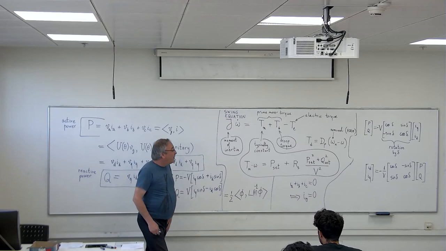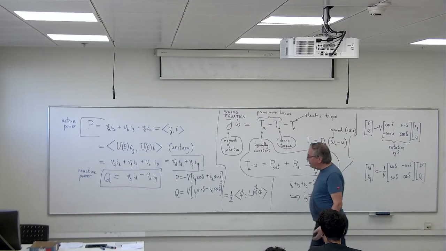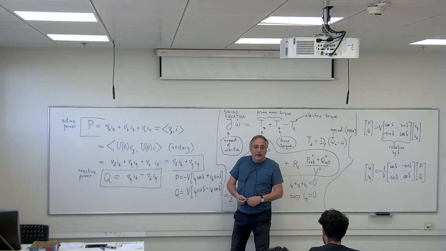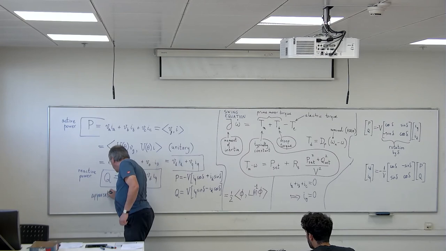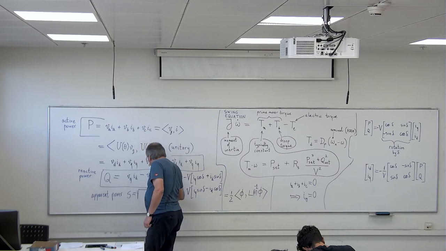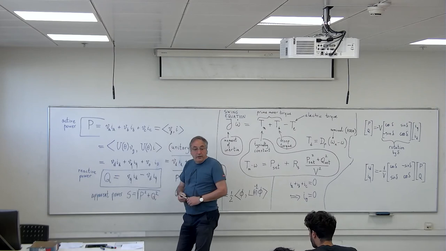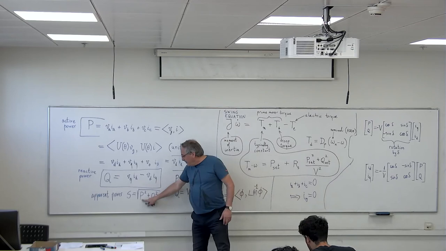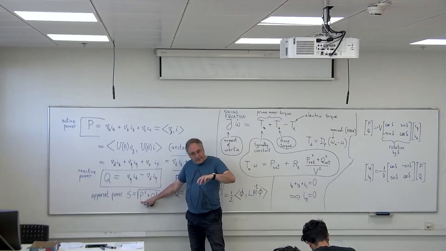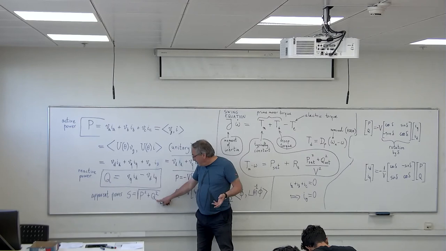Now we go back to this. Okay, if we have defined here the active and the reactive power, usually people also define what is called apparent power. Apparent power S is the square root of P squared plus Q squared. So you understand that this is proportional to the cosine of the angle between the voltage vector and the current vector, and this is proportional to the sine of the same angle. So you have cosine squared plus sine squared is one.